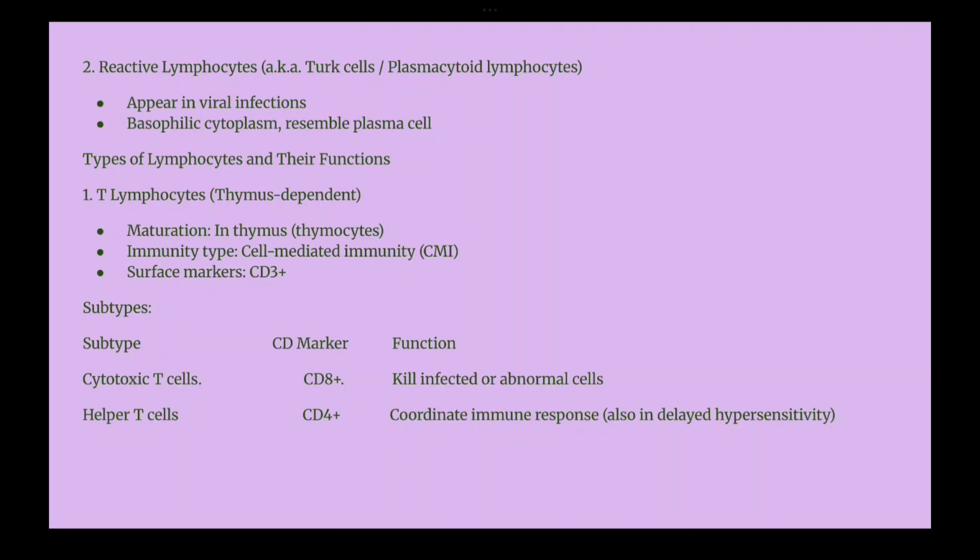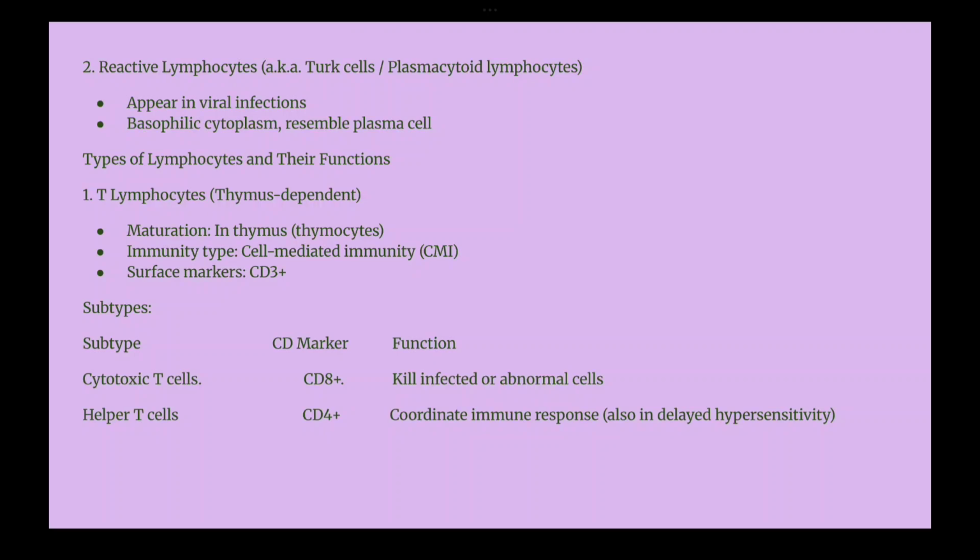T lymphocytes are thymus dependent, or originate from the thymus. The maturation happens in the thymus itself, and hence they are called thymocytes or T lymphocytes. The immunity type is cell mediated. Cell mediated immunity is dealt with in the physiology chapter of blood. You can go and see the cell mediated immunity in detail over there.